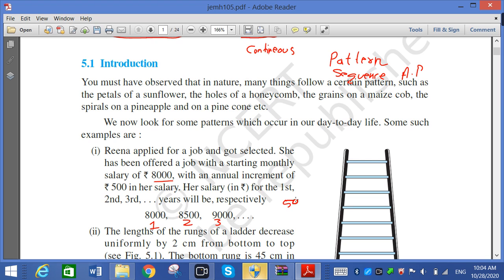There is an addition of 500 every time, so it is a perfect sequence. If you see the 500 addition, we can say it is a sequence.